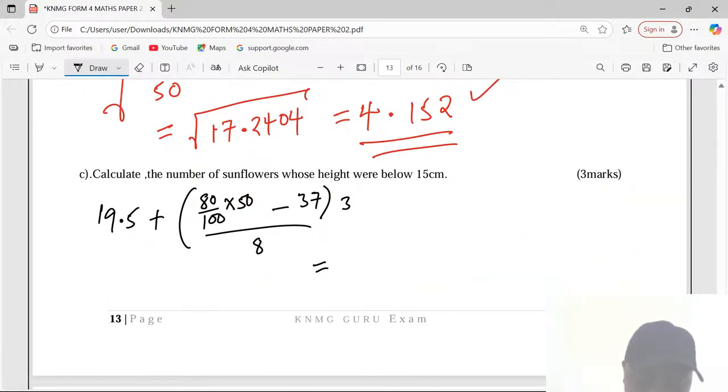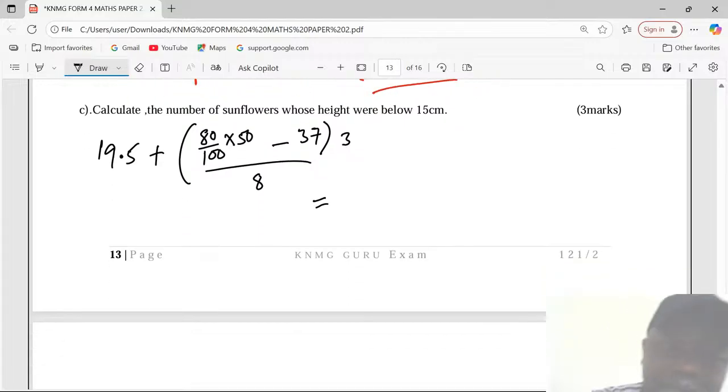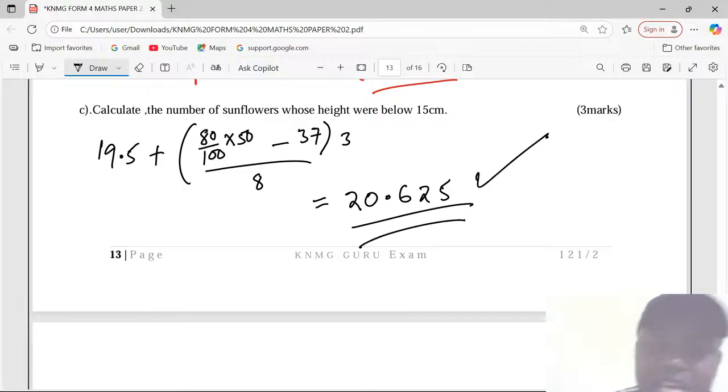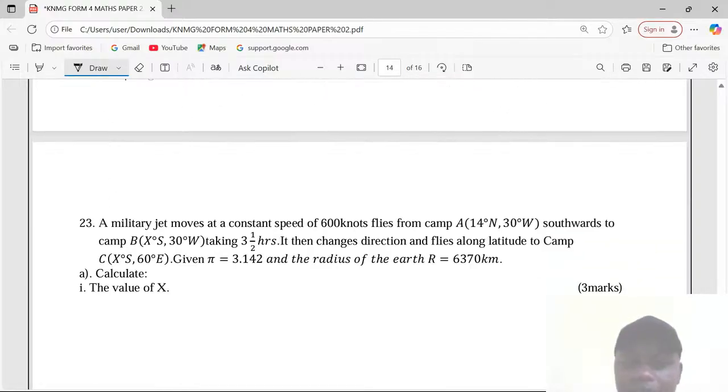So 40 minus 37 times 3 divided by 8. Then we add 19.5. I'm getting 20.625. This is the 80th percentile according to the heights.